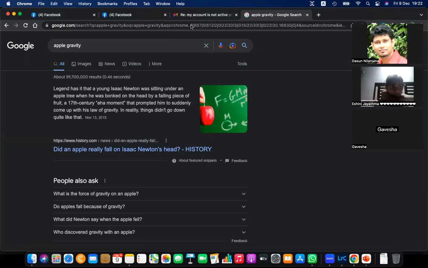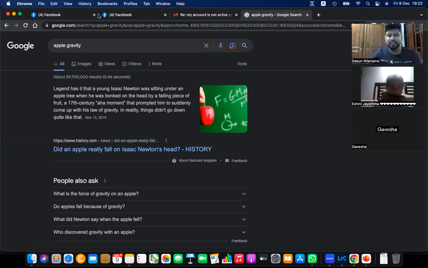So what is the law of gravity? Let me show something to you. I have a memory card with me. See this? I'm trying to keep this in the air, but it's falling down. I'm not pushing it, but it automatically falls down. So what's the reason? Why is it falling down?